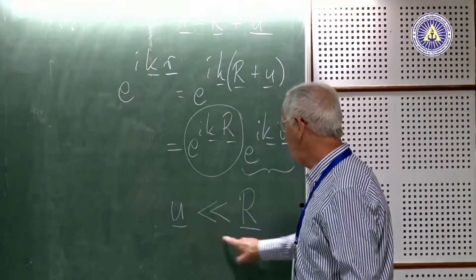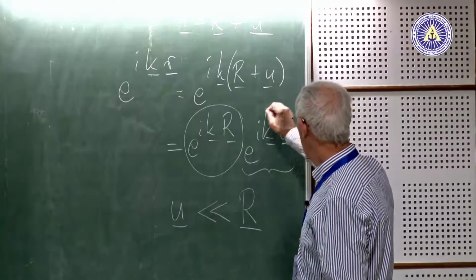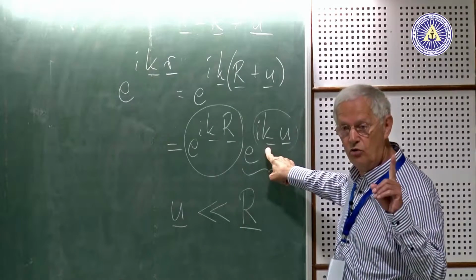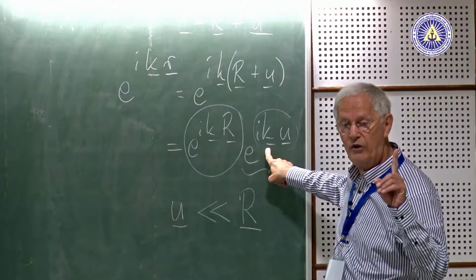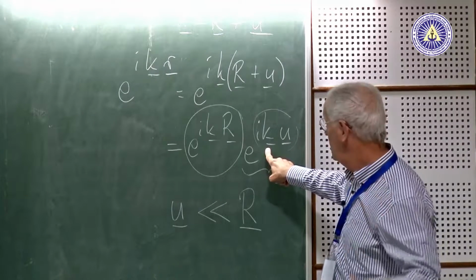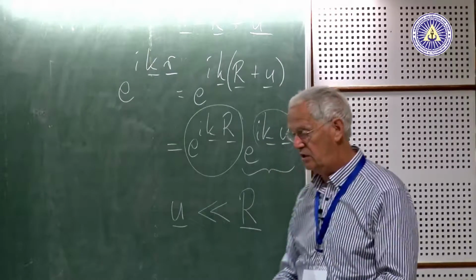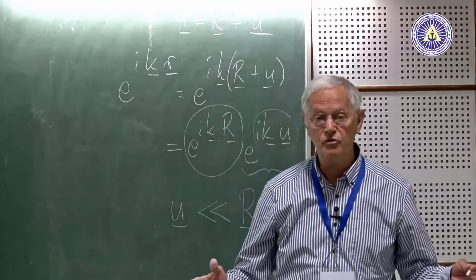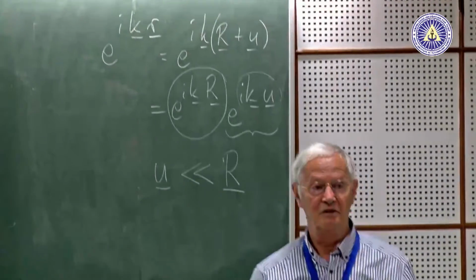So u is much smaller than r, so this is a very small number. When k is 0, that is the origin of reciprocal space, what is this quantity? It is unity. No effect of strain. So it is so simple.